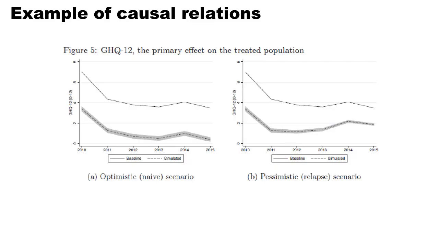Now, to give you some example of the causal relations we hence plug in, if you look at this GHQ-12 score, those who are intervened would go on average from a 7 to something like a 3.5, so 7 problems on average. GHQ-12 means 12 possible problems.